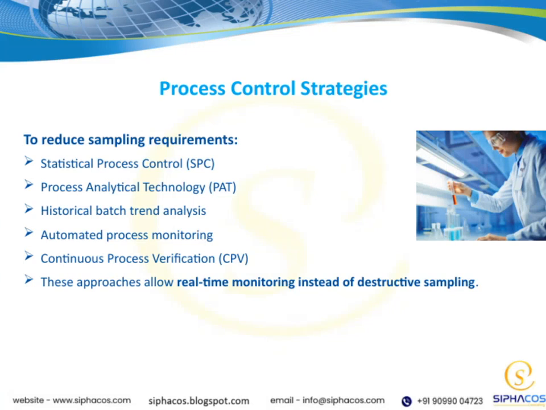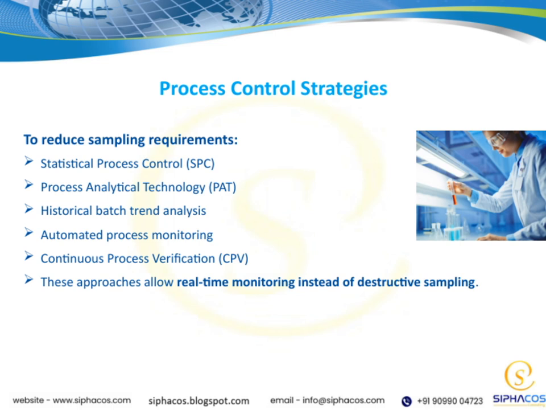Let's talk about process control strategies and how they help us reduce sampling requirements. One key approach is statistical process control, or SPC, which uses statistical methods to monitor and control the process in real time. This way, we can quickly identify any deviations and address them promptly. Another important strategy is process analytical technology, or PAT, which involves analyzing the process directly as it happens. This allows us to gather real-time data without interrupting production.